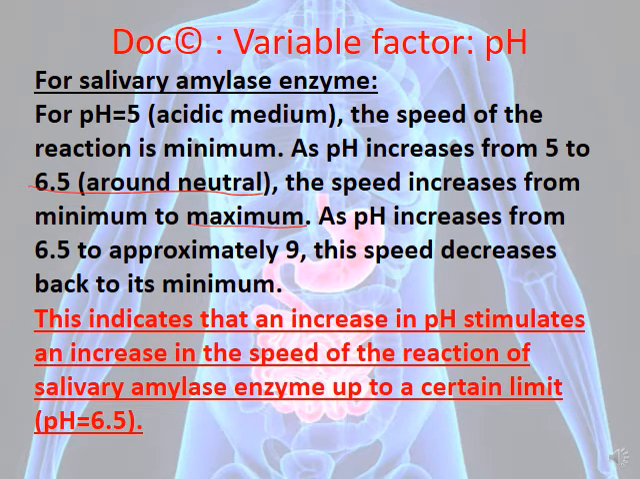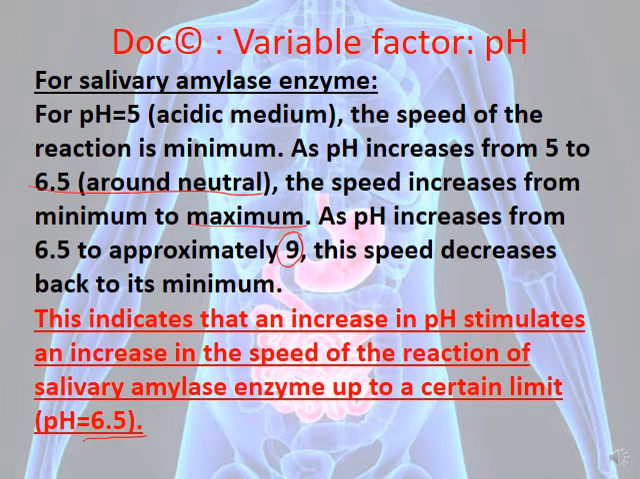And as the pH value increases from 6.5 to approximately 8.5 or 9, the speed of the reaction decreases back to its minimum. What's the indication here? This indicates that an increase in the pH stimulates an increase in the speed of the reaction of the salivary amylase enzyme up to a certain limit, which is 6.5. So above 6.5, the speed of the reaction will decrease back to its minimum, and below, the speed of the reaction is also minimum. So salivary amylase's best optimum pH is around neutral.